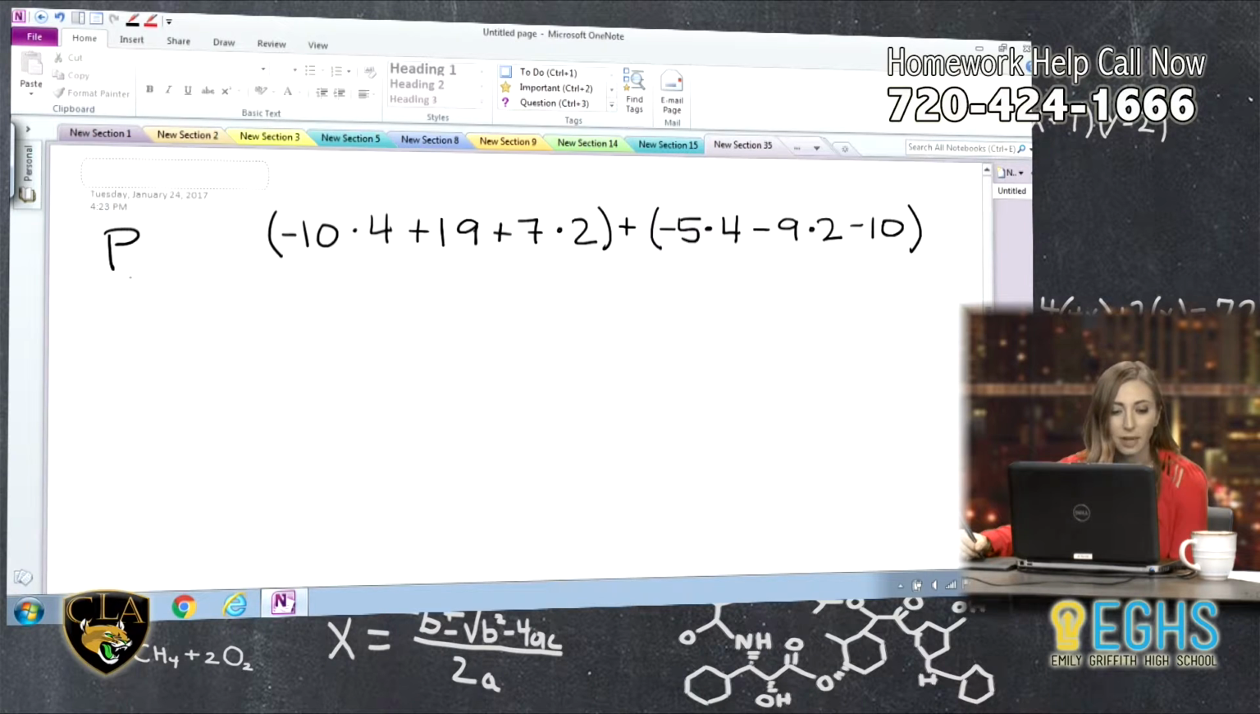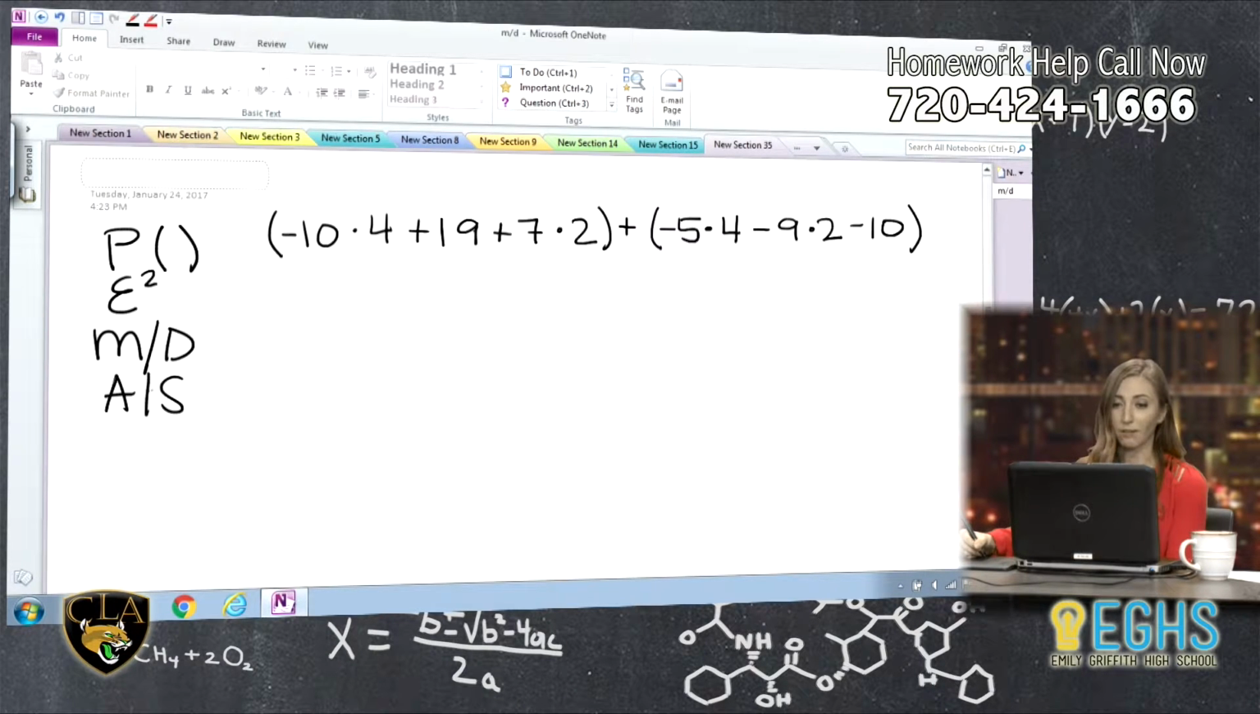What that means is that we're going to go in order, simplifying with these operations. First, we'd start with anything inside of parentheses. Then we would apply any exponents if we have them. We don't have any exponents, so we don't have to worry about that here. Then we would do multiplication and division from left to right. Thankfully, we only have multiplication. And then any addition and subtraction from left to right.